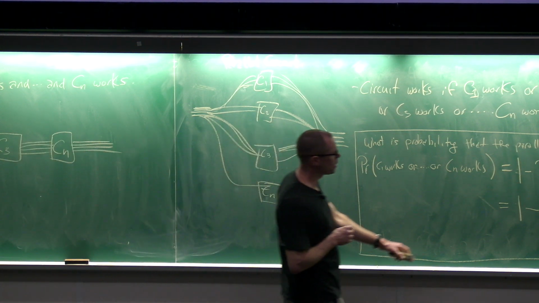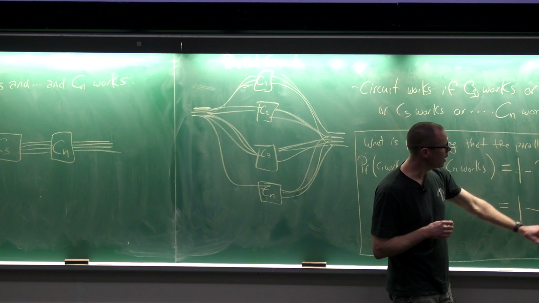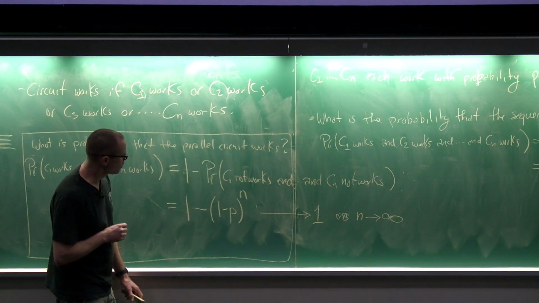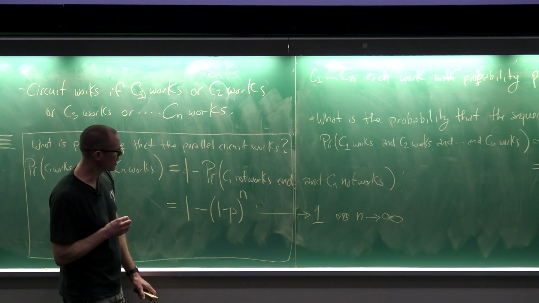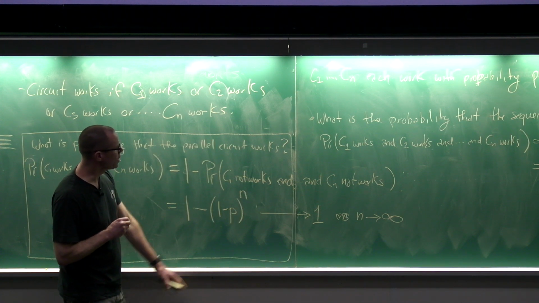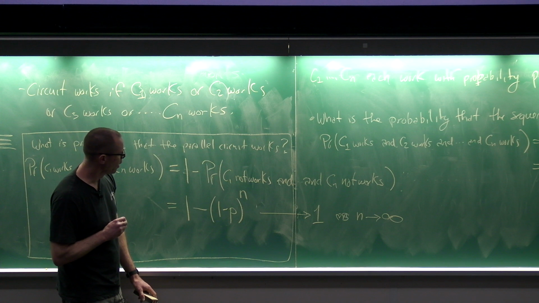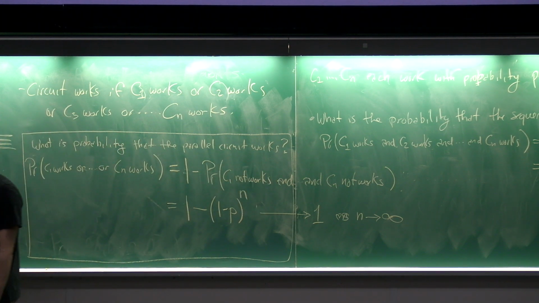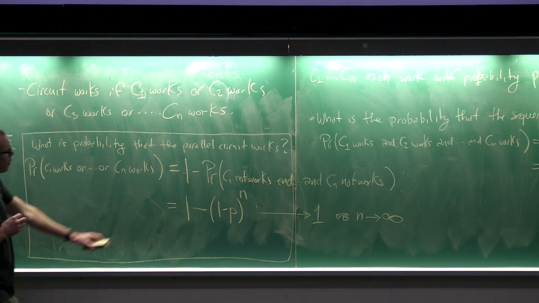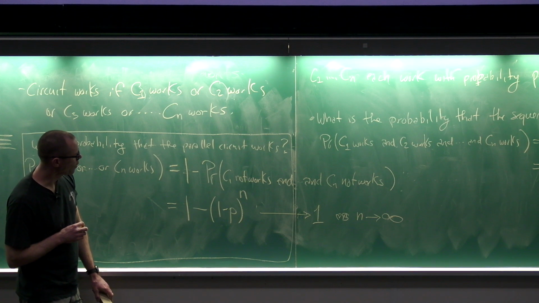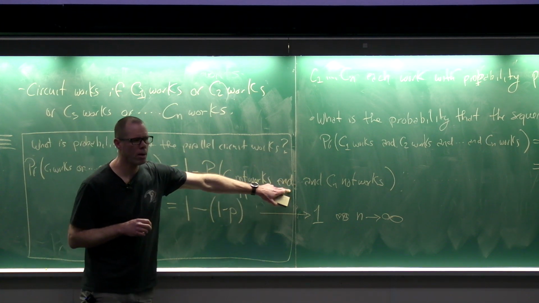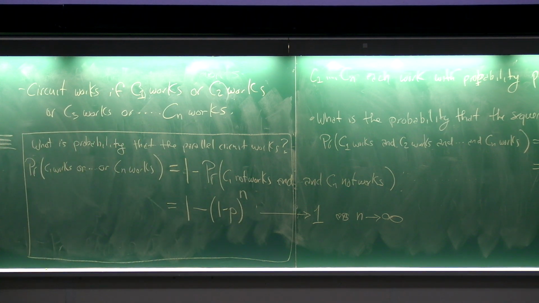Because the probability that C1 doesn't work is 1 minus P. The probability that C2 doesn't work is 1 minus P, and so on, all the way up to the probability that Cn doesn't work. And these things are supposed to be independent, so you just take the product of those individual probabilities. So there's one step between here and here where you take the product of C1 not works times C2 not works times C3 not works, and so on.